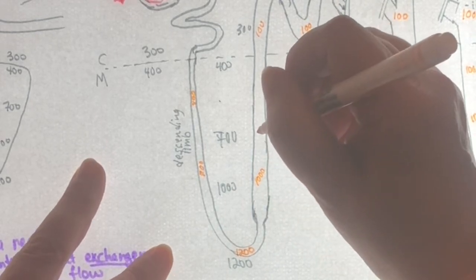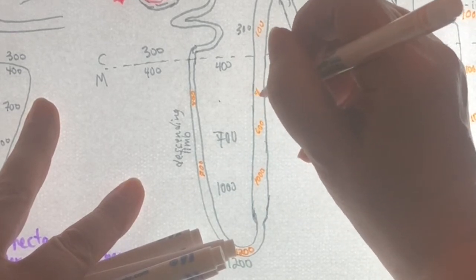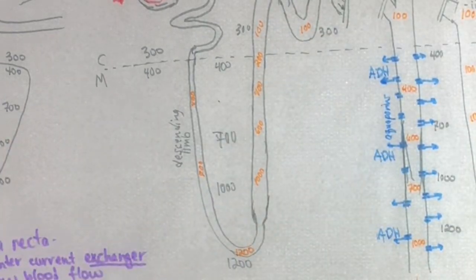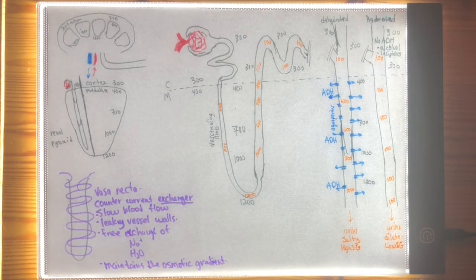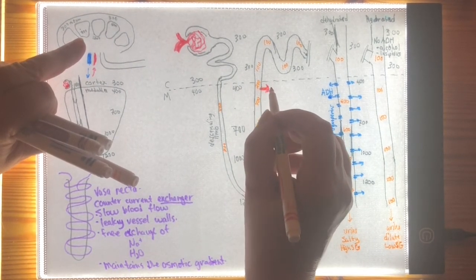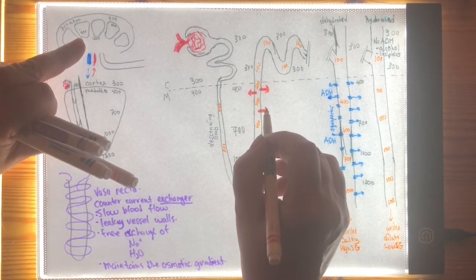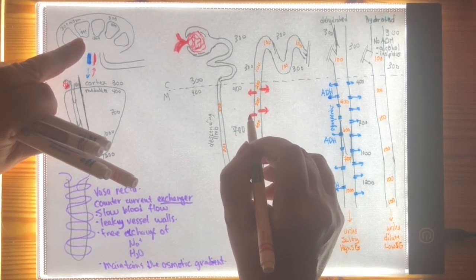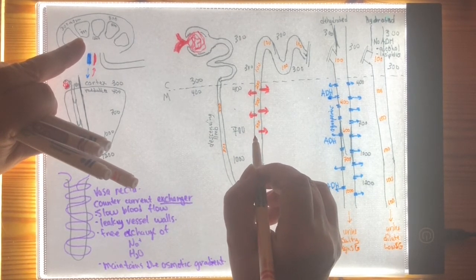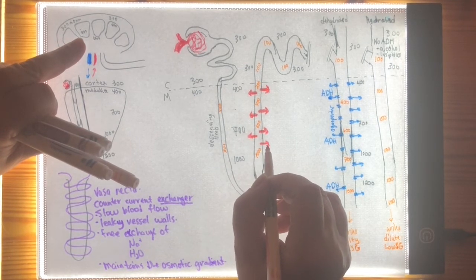At the very elbow, the base of the nephron loop, it's going to be at about 1200. And then as it climbs out of the ascending limb of the nephron loop, it is going to get more and more dilute. So the question is how? Let's go ahead and draw some red arrows. We're going to be indicating that there's going to be sodium ions that are going to be pumped out of this thick segment of the ascending limb of the nephron loop.